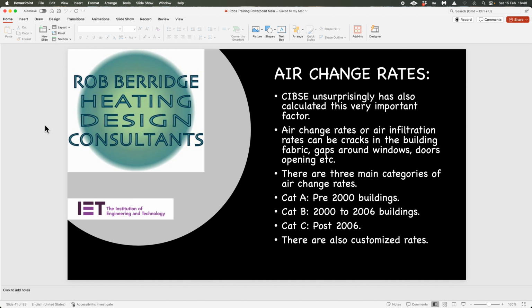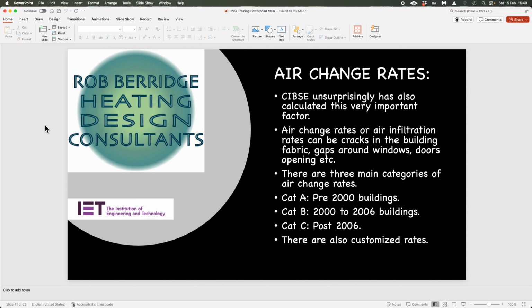We then tightened up our buildings between 2000 and 2006, so that was category B, and then we tightened them up again in category 6 post 2006. They have been done again, but the air change rates have not changed very much at all. But you can also customize these rates, and that is something that you can do, as we just said, through blower door tests or through pulse testing. And I would certainly recommend going down that road now.